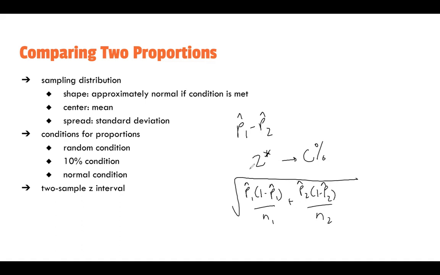Very similar to the standard deviation of the sampling distribution, but with hats instead of without hats. Putting it together, you have the mean plus or minus z star times this standard error. Just plug that in right here.